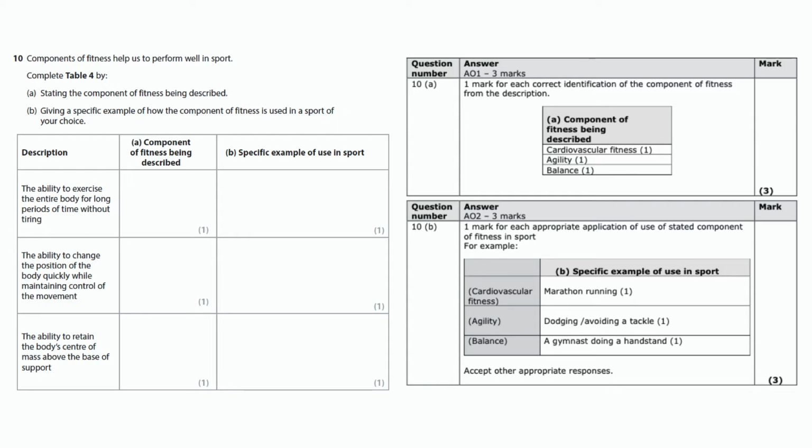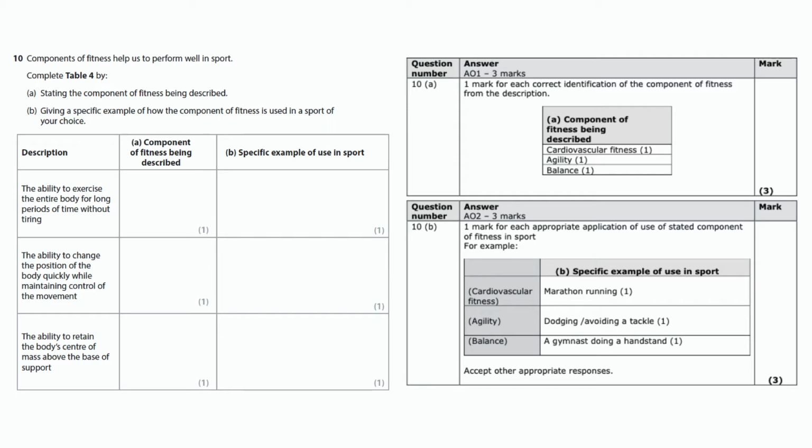So first one then, the ability to exercise the entire body for long periods of time without tiring. That is cardiovascular fitness. That's your 1 mark. A specific example of use in sport. So about the best example we could give, or the most specific, is probably running a marathon. You're running for a long period of time, you need good cardiovascular fitness. So nice, easy 2 marks.